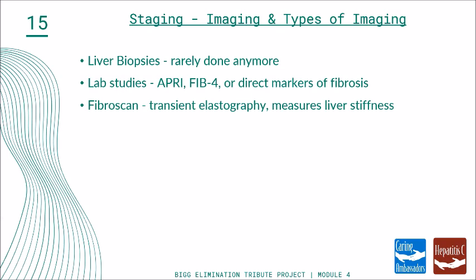There are some lab studies. Some of them are pretty cheap and quick, like the APRI and the FIB4, which we'll talk about, or other fancier tests, super fancy tests like direct markers of fibrosis, which we'll talk about. And then finally, FibroScan, which I want to comment on also, which is a newer technology. It looks kind of like an ultrasound, and it's a really great way to measure fibrosis of the liver. I'll walk you through those just so you can see the different types.